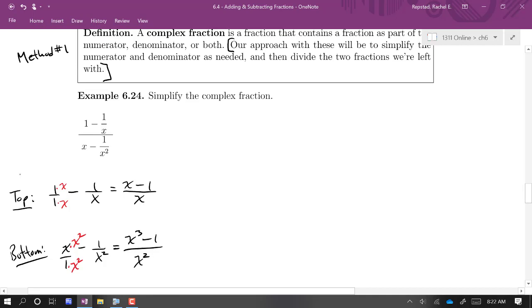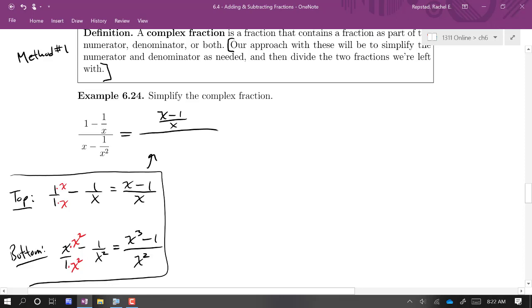So here's a little side work, in which I'm going to use these results up here to rewrite this. So up top, I've got the fraction x minus 1 over x, and I'm dividing that by the fraction x cubed minus 1 over x squared. We know how to divide fractions. We're going to multiply by the reciprocal, right? You divide by a fraction by multiplying by the reciprocal, so I'm going to rewrite this as x minus 1 over x times x squared over x cubed minus 1.